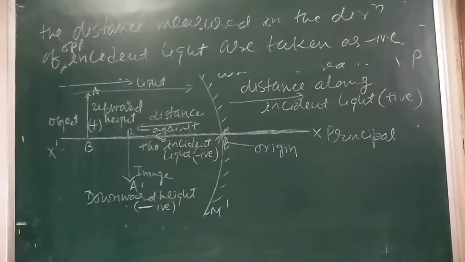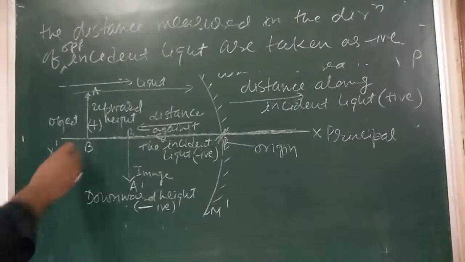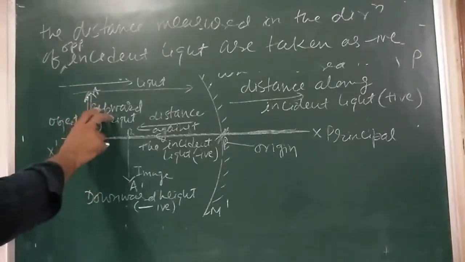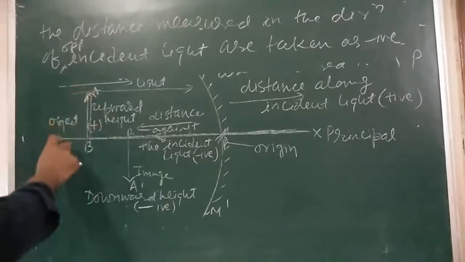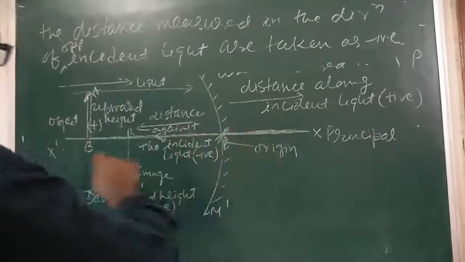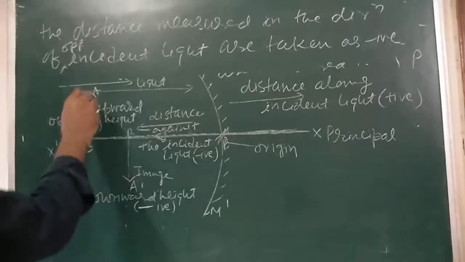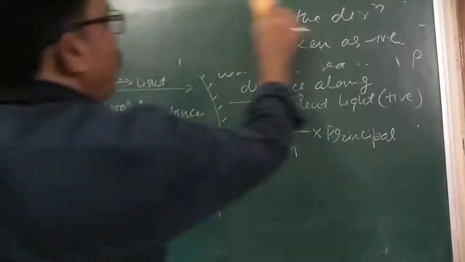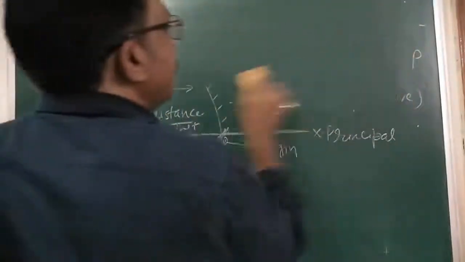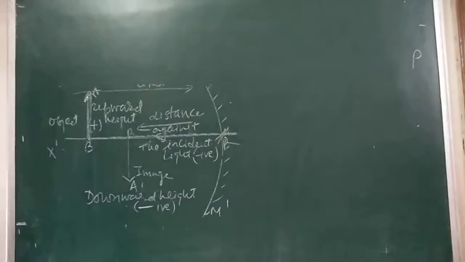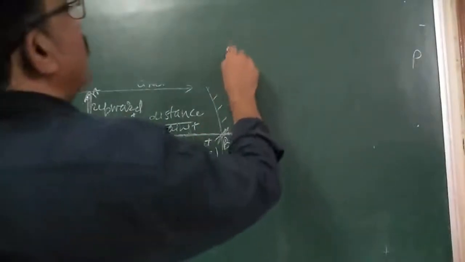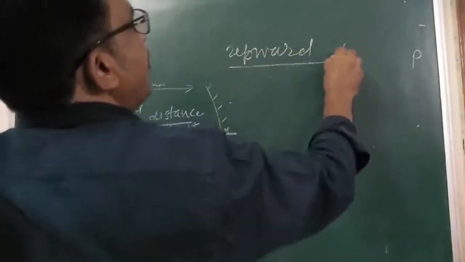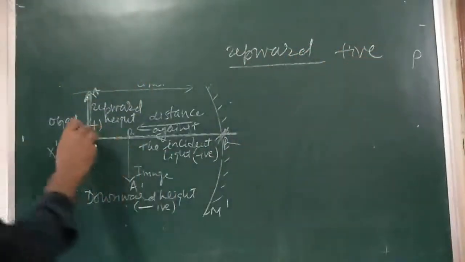Then the height upwards: the height measured upwards above the x-axis and perpendicular to the principal axis is taken as positive. Write down, the upward height is taken as positive. This you can see, the object.